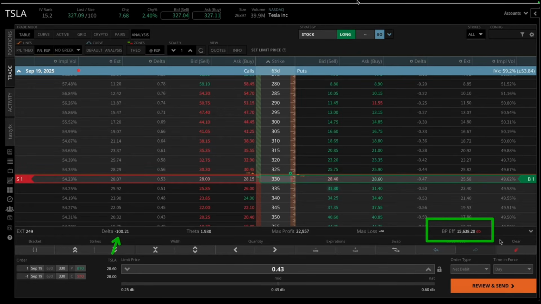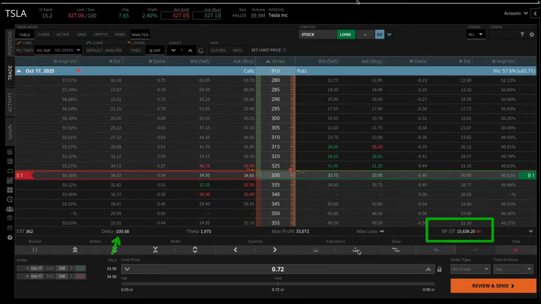So not that different from shorting 100 shares of stock. So in this case, you might ask yourself, well, maybe I should just short the 100 shares instead of doing the synthetic short stock strategy, because there really isn't much margin relief to do the synthetic strategy.